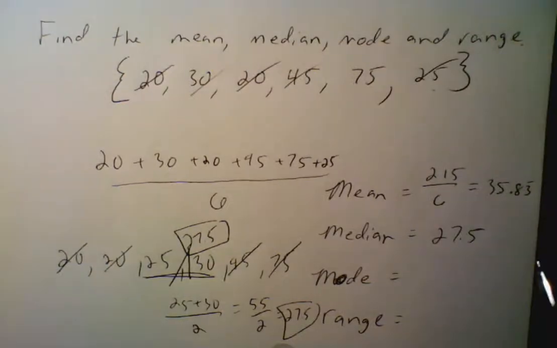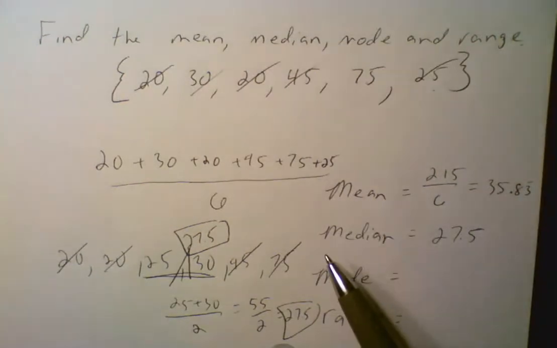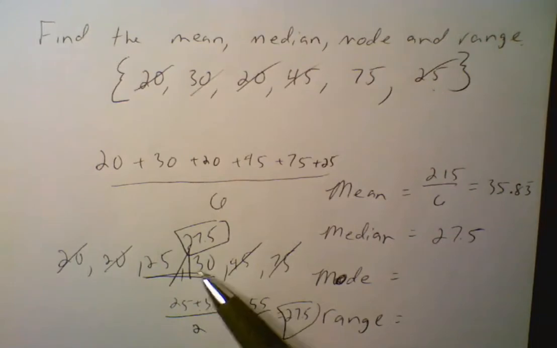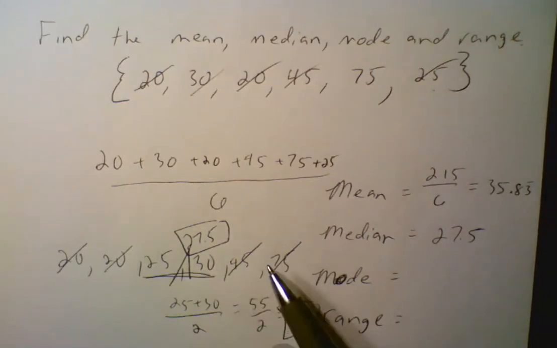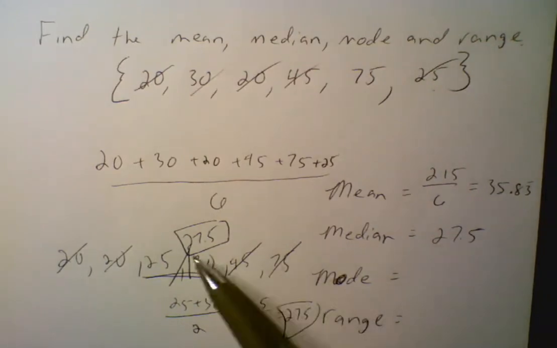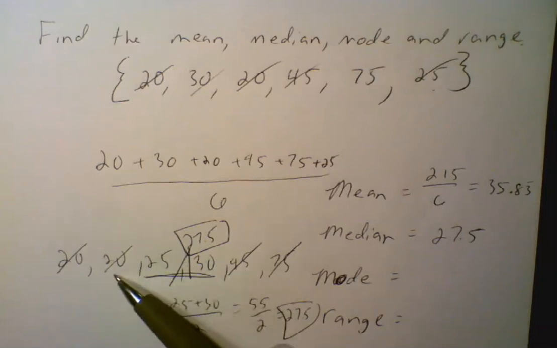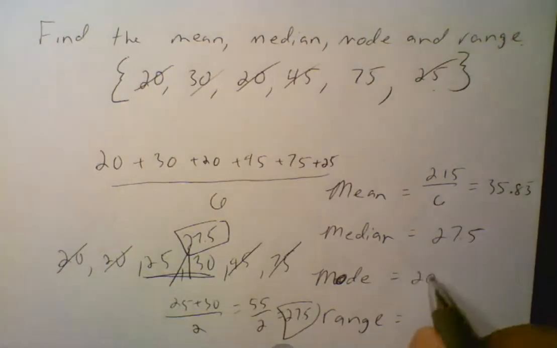So I want to make sure I explain how to do that. We got an even number of data points where you have to add up the two middle numbers. My mode is my most occurring number. In this case, you see the 20 occurs the most because there are two of those.